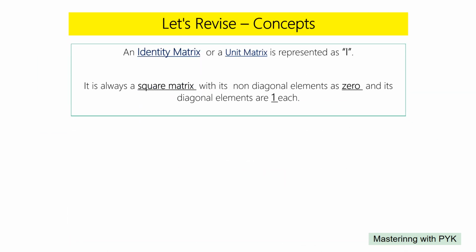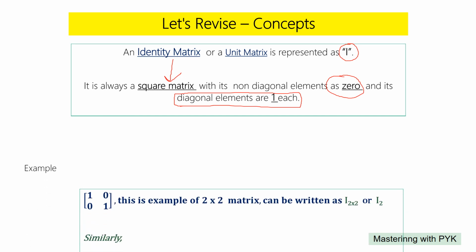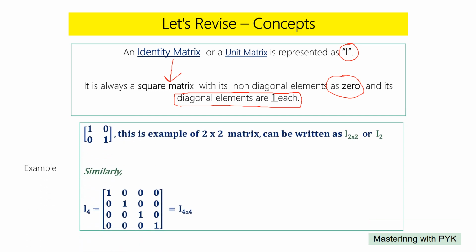An identity matrix or a unit matrix is denoted by capital I. This means the elements on the diagonal would be 1 each and non-diagonal elements would be 0. And an identity matrix should qualify first as a square matrix. So for example, first we'll have to check the order of the matrix. So it is 2 by 2. So it is a square matrix and the diagonal elements are 1 and non-diagonal elements are 0. It is denoted by I 2 cross 2 or I2.